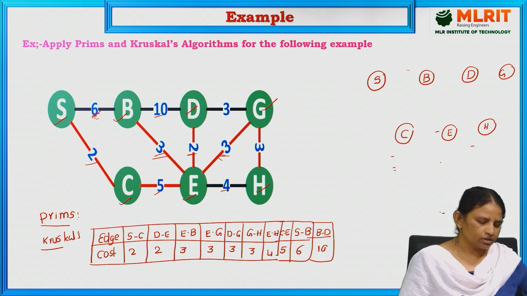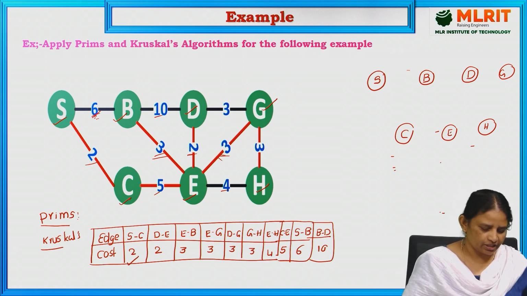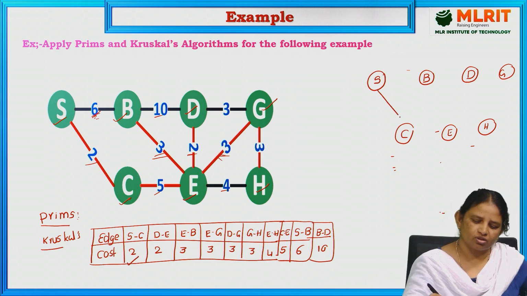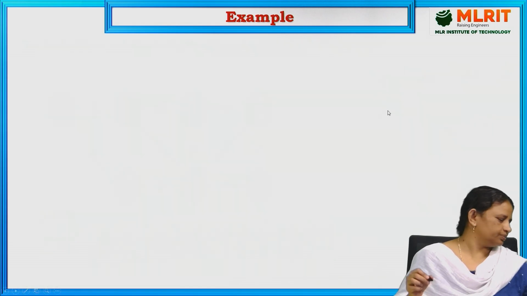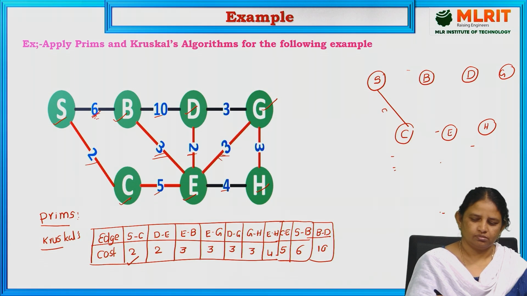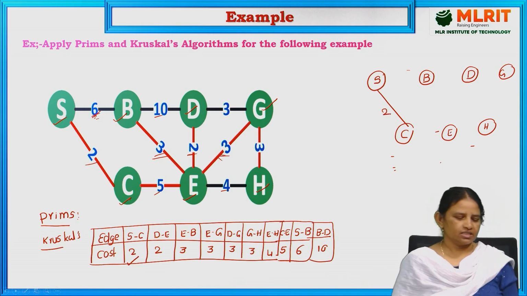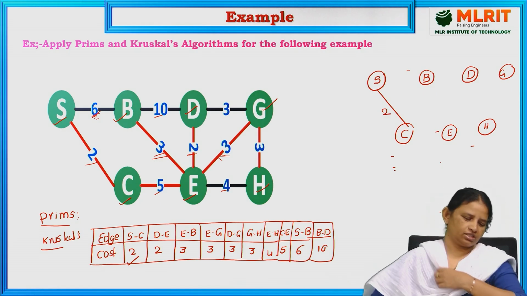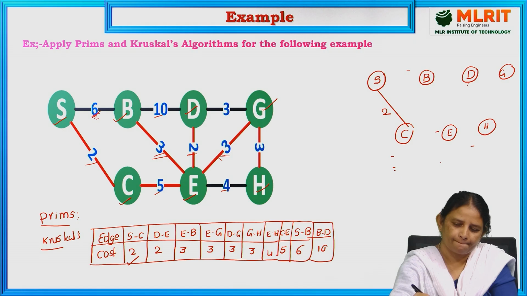So among all the edges, first we have to include S to C in the spanning tree. It does not create any cycle. Include it in the spanning tree. S to C will be selected. Next least cost is D to E. Cost is 2.